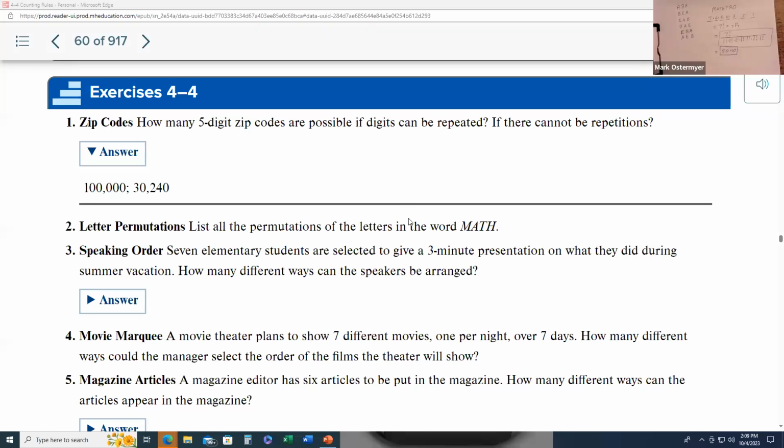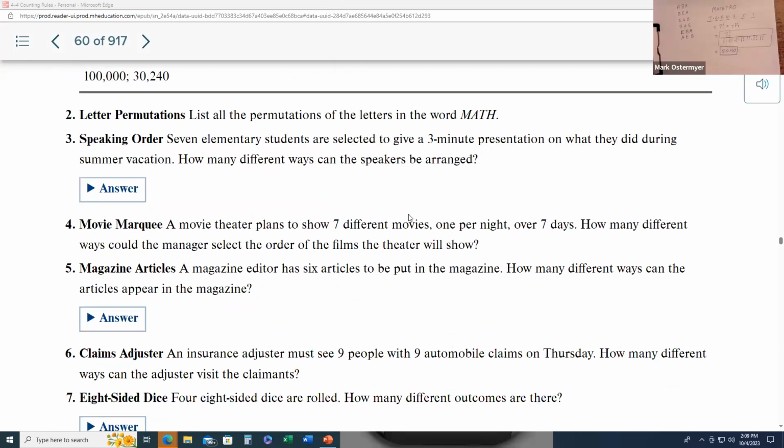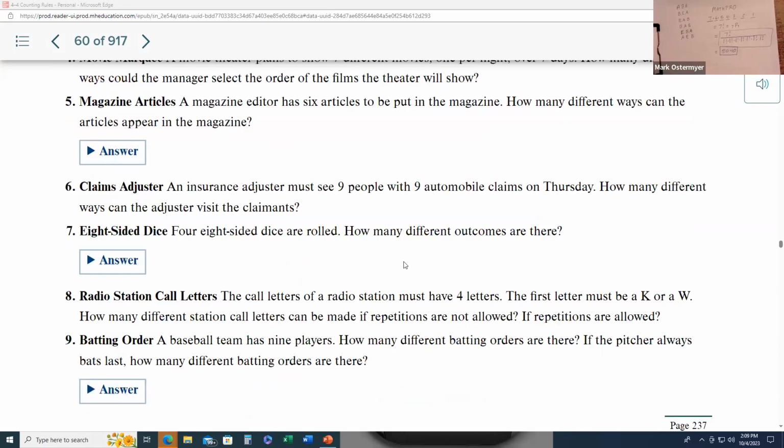All right, so what we're doing is we're looking at permutations here, okay? Now here's an interesting one. Throw this into the pot for your classwork. Number 7, this will also be part of classwork 3. 4 8-sided dice are rolled. How many different outcomes are there? 4 8-sided dice. So we'll assume that these dice have 8 sides to them, with the numbers 1, 2, 3, 4, 5, 6, 7, 8 on them.